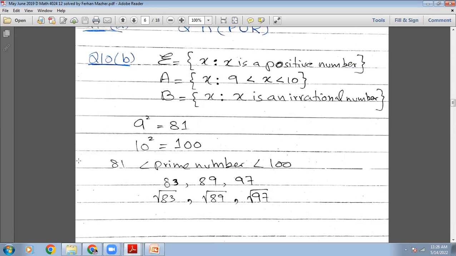So the method is very simple. Take the square root of one of these prime numbers. You can write square root 83, square root 89, or square root 97. The square root of a prime number is always an irrational number. So the square root of any prime number between 81 and 100 will be an irrational number between 9 and 10. Out of these three, you can write any one. It's a star question, and don't forget this question.